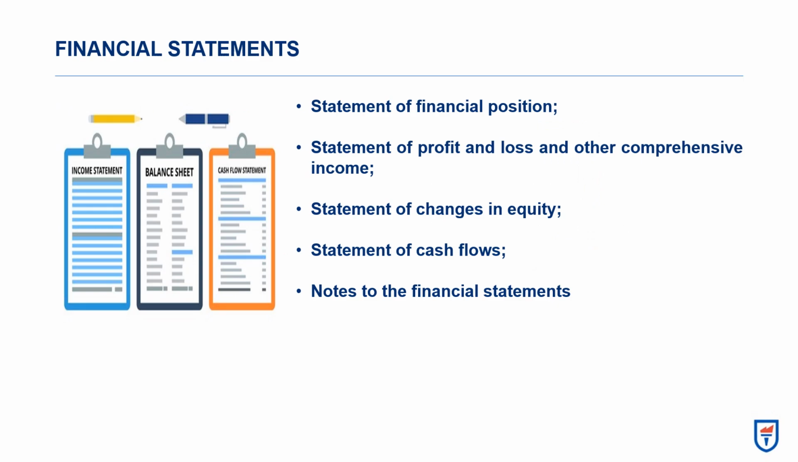Once you have the pre-adjustment trial balance and the post-adjustment trial balance, you are able to prepare what is called the financial statements. There are five sets of financial statements that must be prepared by the business at the end of the accounting period. We are looking at the statement of financial position, the statement of profit and loss and other comprehensive income, the statement of changes in equity, the statement of cash flow, and lastly, the notes to the financial statements.